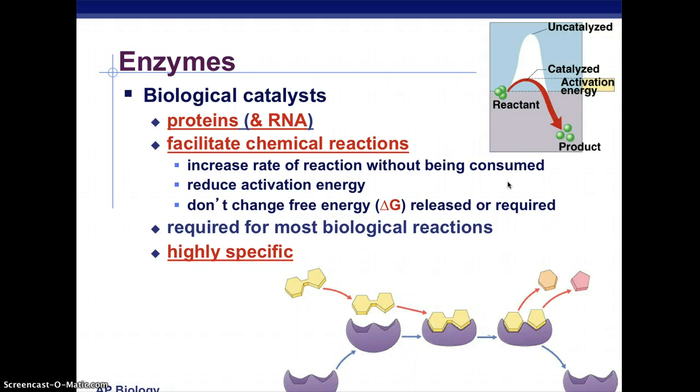Enzymes are required for most biological reactions. Just about every reaction that occurs in your body requires some kind of enzyme, and there's a different enzyme for each one of those reactions because enzymes are highly specific. So our body has thousands of different types of enzymes. There is an enzyme for every reaction. You know, they say there's an app for that. In terms of our biological systems, there's always going to be an enzyme for that.